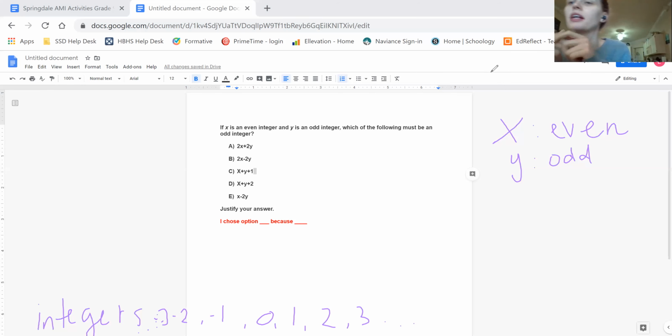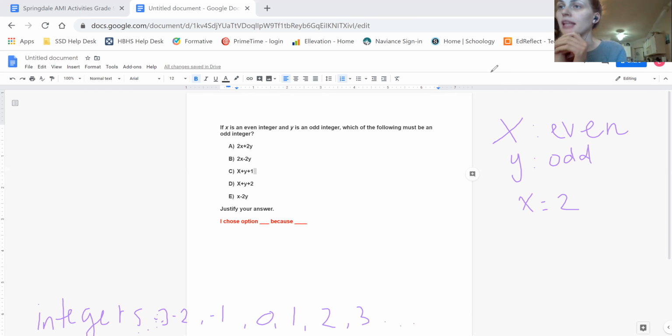So I like to make this nice and easy on myself. The first even number I can think of is 2, so I'm going to say x is 2. And the first odd number I can think of is 1, when y is 1. Now I'm going to plug these numbers in.